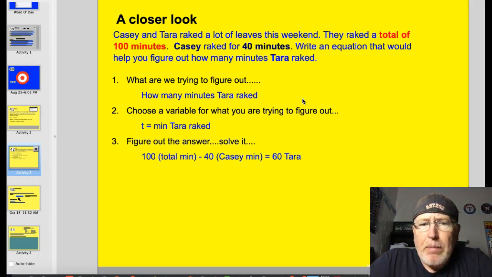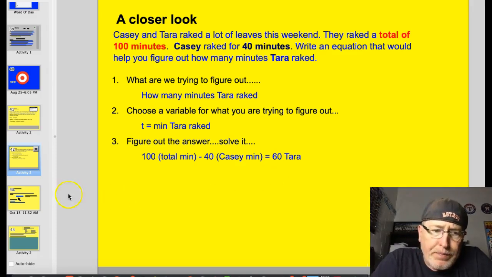You've got to start thinking about, first of all, what you're trying to do. In this situation, we're really trying to figure out how many minutes Tara raked. The second thing is what variable you're going to use. If you're using it for the amount Tara raked, I'm going to use T for Tara. So I've chosen my variable. The third thing you need to do is just solve the dumb problem and figure out what it is. So 100 minutes total minus Casey's 40 minutes would equal 60 for Tara. So now I've got the problem figured out. I just have to write the equation.